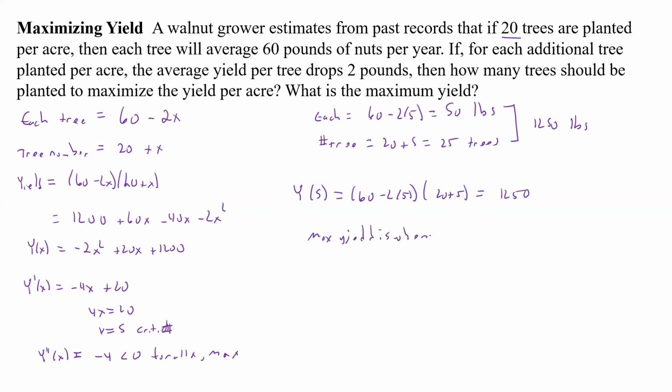And so the max yield is when 5 additional trees are planted, and we get 1250 pounds. Okay. All right. So that's how we get that one. So that was finishing that one up, and now we'll come to a new one.